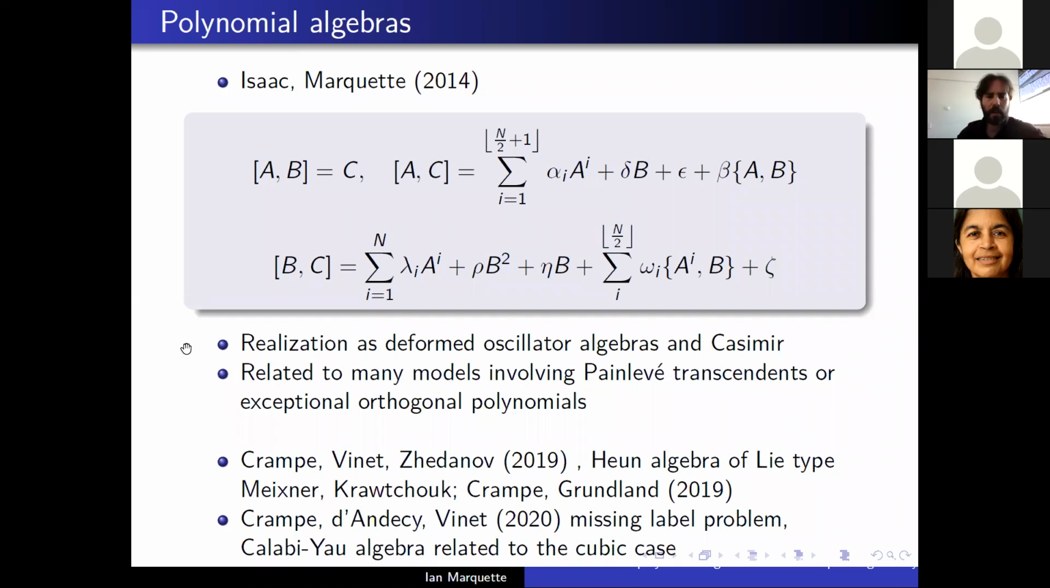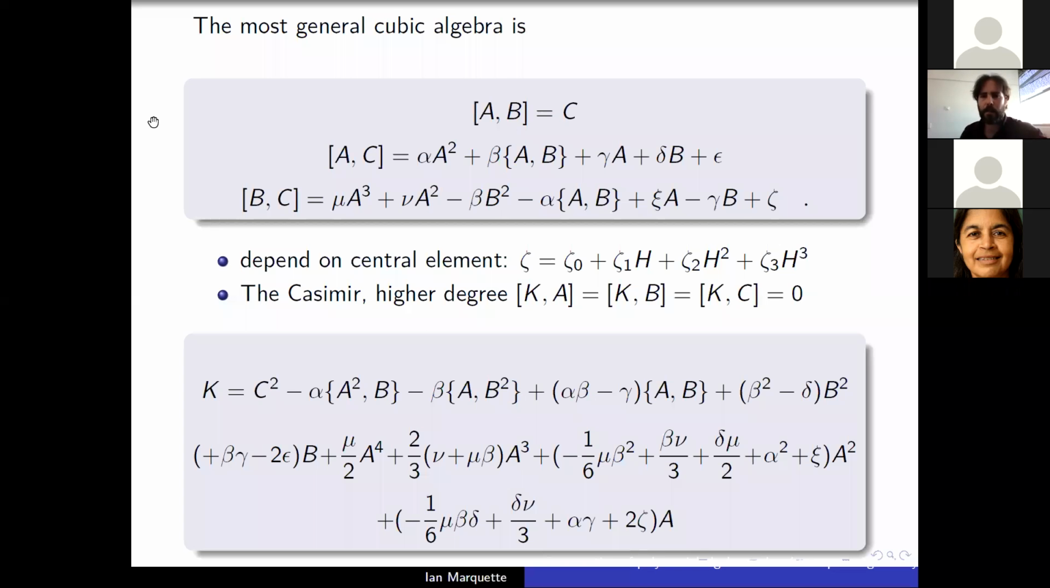Such algebras also appear in other contexts. For example, Vinet, Nicolas Crampé, and Zhedanov, in a series of papers in 2019 and 2020, obtained an algebra that is quartic, or, for example, there is a cubic algebra that is a special case of this algebra that was referred to as a Calabi-Yau algebra, related to the missing labeling problem of SL3. So these algebras can also appear in other contexts, and it is worth looking at them from many perspectives.